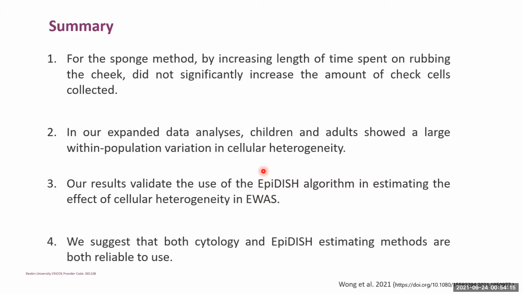Nevertheless, the high correlations between epithelial cell proportions based on cytology and DNA methylation should still be sufficient to use the latter to generate estimates across a set of biosamples for adjustment within EWAs. And we suggest that both cytology and epigenetic estimating methods are reliable to use.